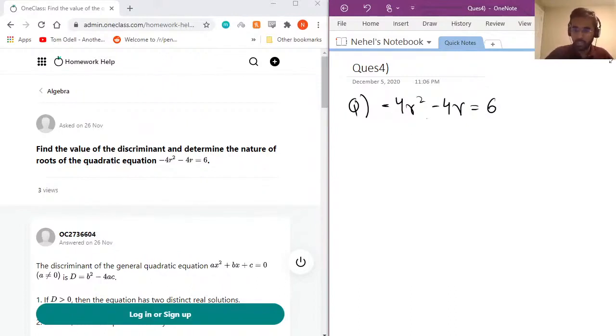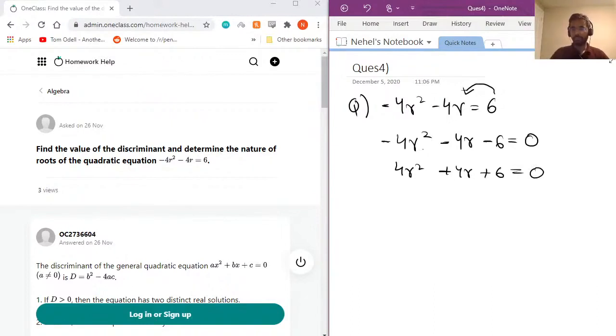To make it look more like a quadratic equation, what we will do is take the 6 to the other side, or you can say we would subtract 6 from both sides, and we would get negative 4r squared minus 4r minus 6 is equal to 0. And then we would multiply the entire equation by negative 1, which would give us 4r squared plus 4r plus 6 is equal to 0.